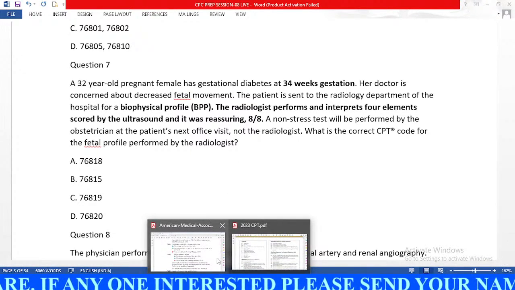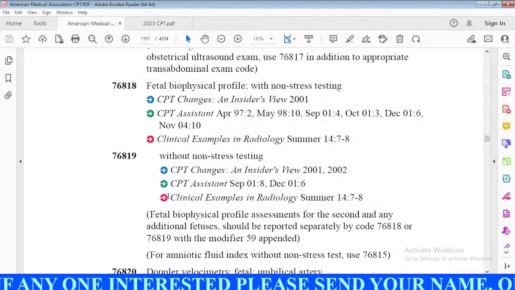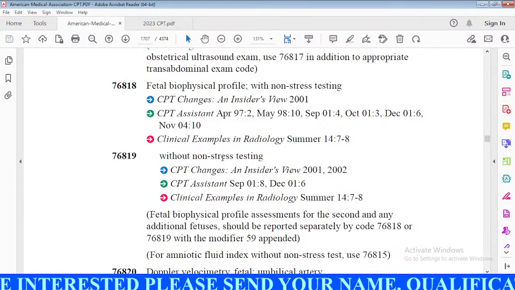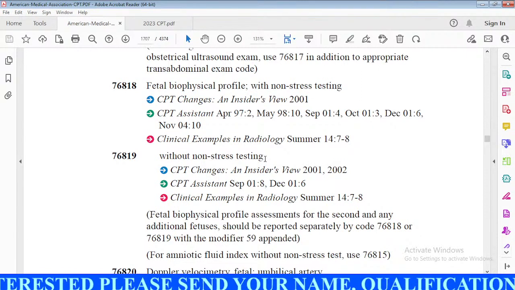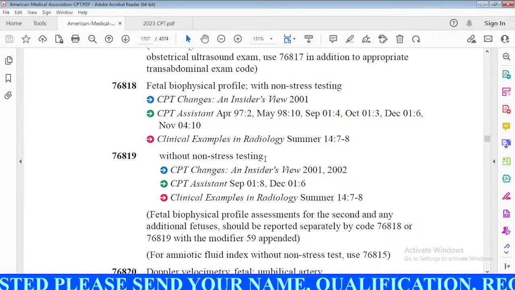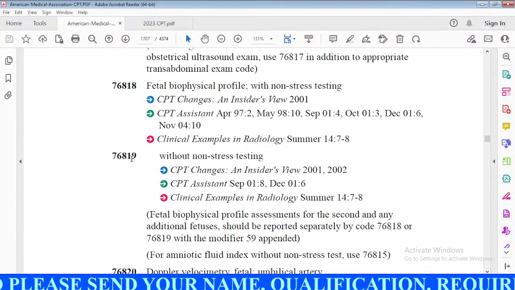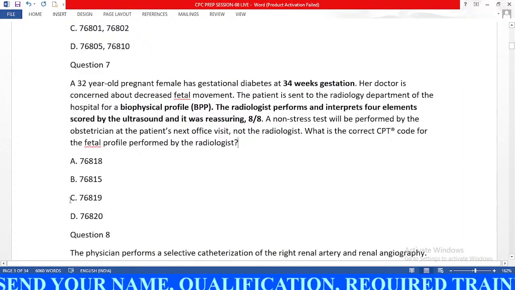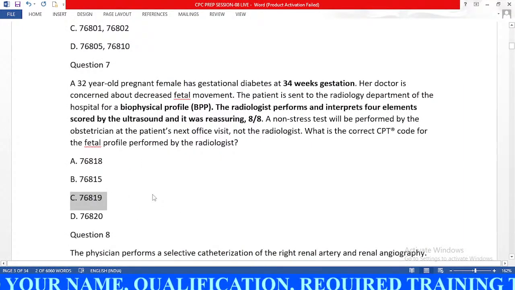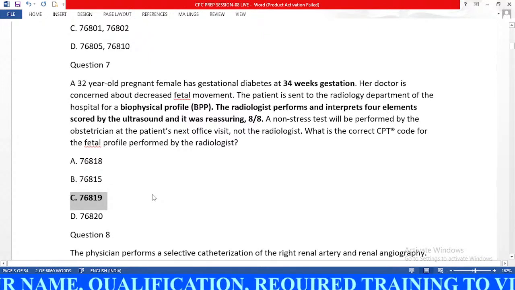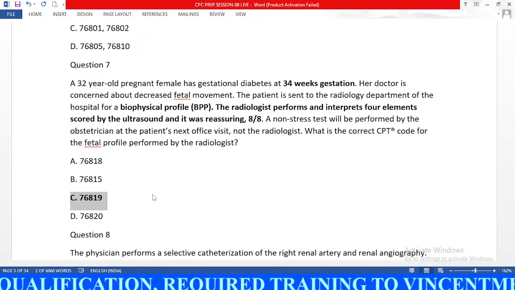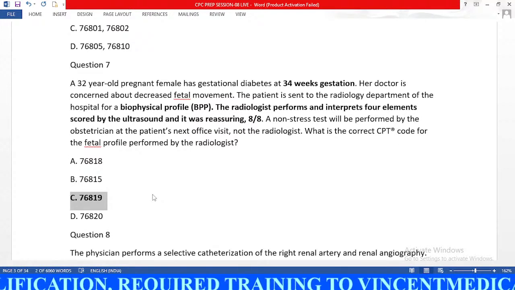So if you check 768-19, fetal biophysical profile without non-stress testing. Because of these keywords, our correct answer is 768-19. Here you need to understand the indentation properly. If you know the correct indentation, you can write easily. I hope everyone got the answer. If you have any doubt, just mention it in the comment box.